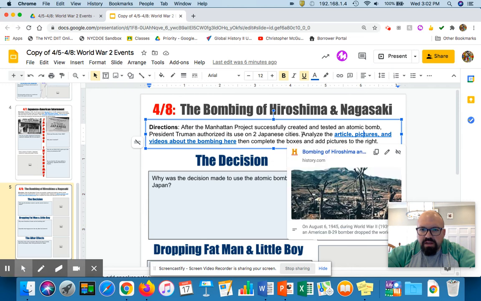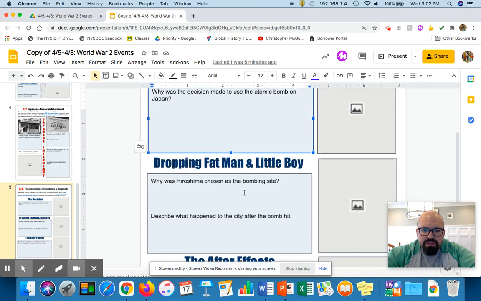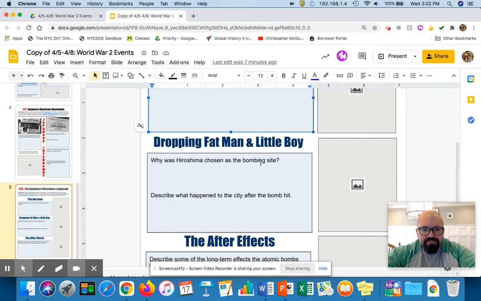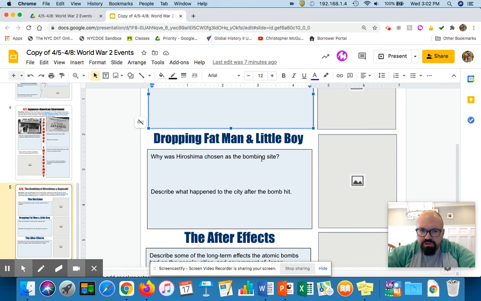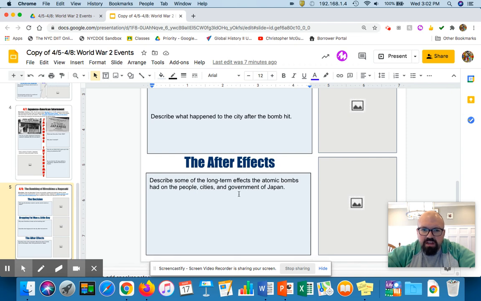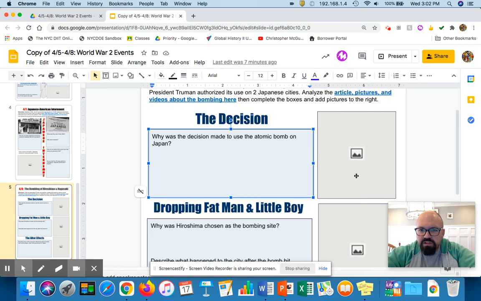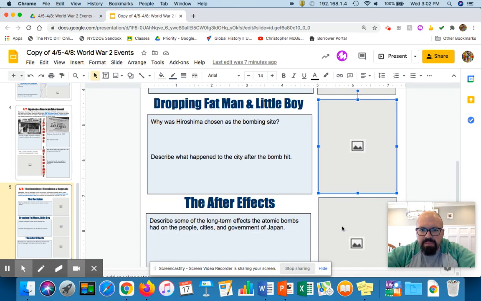Okay, and then complete the boxes just as below. Okay, so I want you to talk about the decision, the dropping of Fat Man and Little Boy. Both of the bombs were nicknamed. Why was Hiroshima chosen, describe what happened to the city after the bomb hit, and then describe some of the long-term effects on the people, the cities, and the government of Japan. And you can see also, please include an image for each, okay? Each of the three.